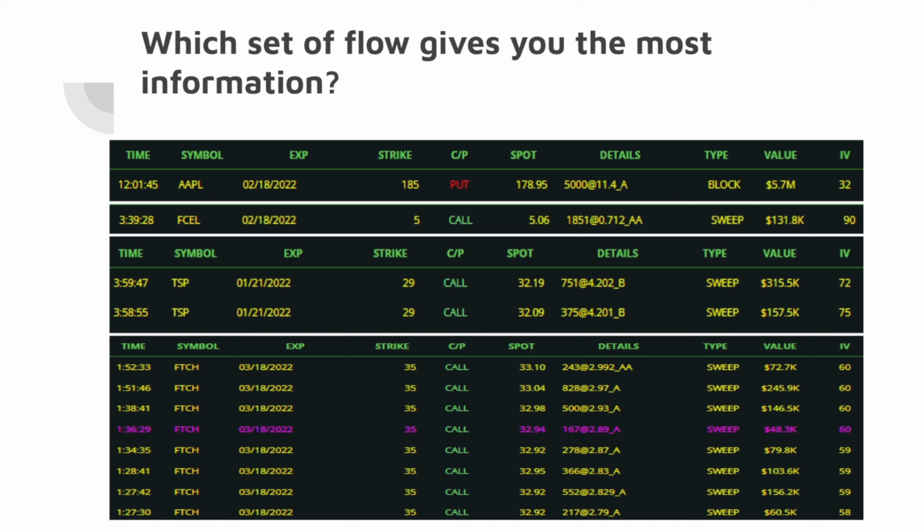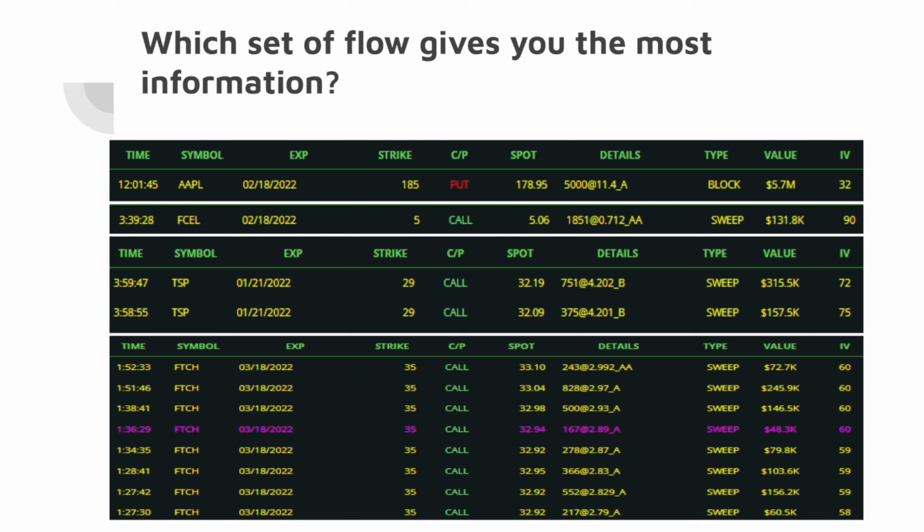So here we have Apple, FSEL, TSP, and FTCH. Now for Apple, we're seeing that it is an ask side put. There's a large dollar amount. It is a block trade. It's bearish. But is it a hedge? Is it a closing of premium? There's not enough answers to spend 11.4 on this flow.